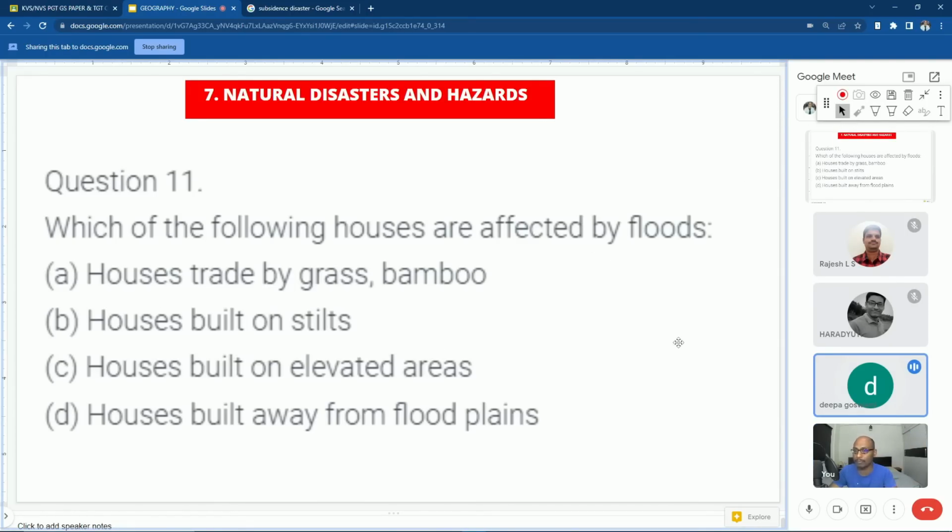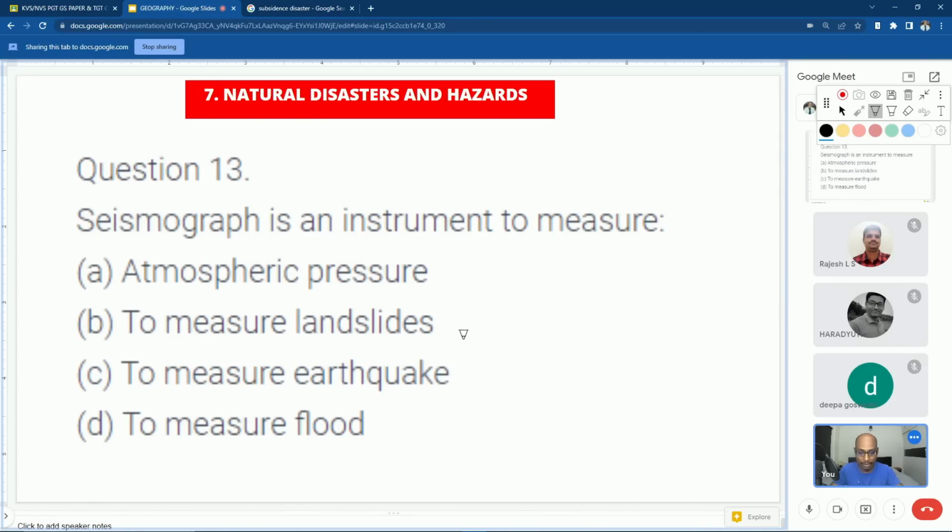Next question to Deepa ma'am. Which of the following houses are affected by flood? Houses built by grass, bamboo; houses built on silts; houses built on elevated areas; houses built away from flood plains. So which one? The grass, bamboo. Correct. Most of the northeastern people's houses are affected because of grass and bamboo. If you have a pakka building or concrete building, those houses can withstand the flood. But if it is built by grass and bamboo, those houses may not withstand it.